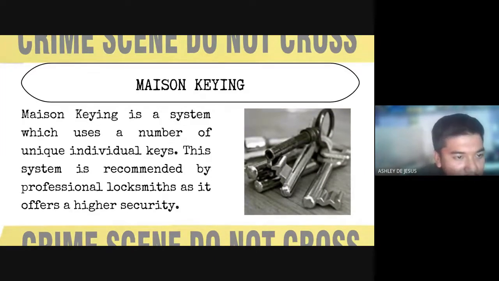Maison keying. Maison keying is a system which uses a number of unique individual keys. This system is recommended by professional locksmiths, as it offers higher security. A Maison keying system permits the lock to be opened with a number of unique individual keys. Maison key systems are often found in apartment building common areas, condominium complexes, rental flats, and older school buildings.